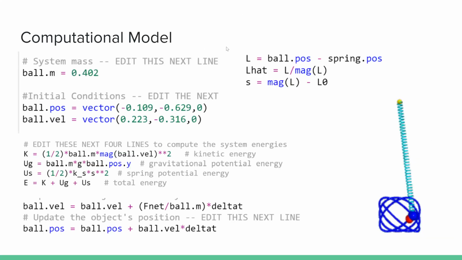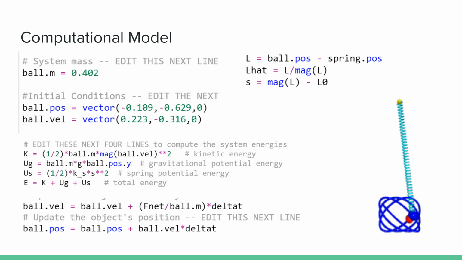In the computational model, we put in the mass and the initial position and velocity from the tracker, and then we updated the kinetic, gravitational potential, and spring potential energy equations so they correctly reflected the actual equations that were shown earlier. Total energy is just the sum of each of those three energies. At the bottom there are the position update and velocity update formulas, just like I said before, to show how those change as time goes on.